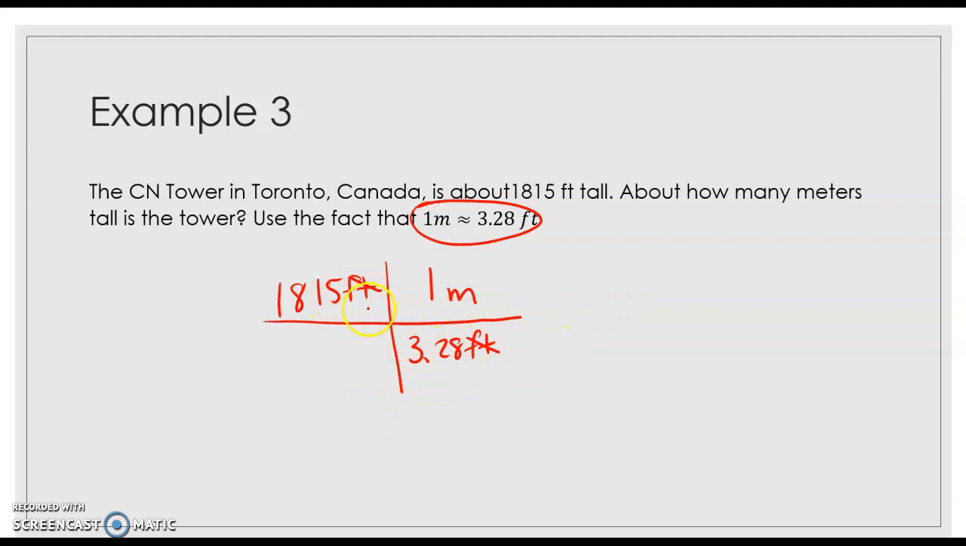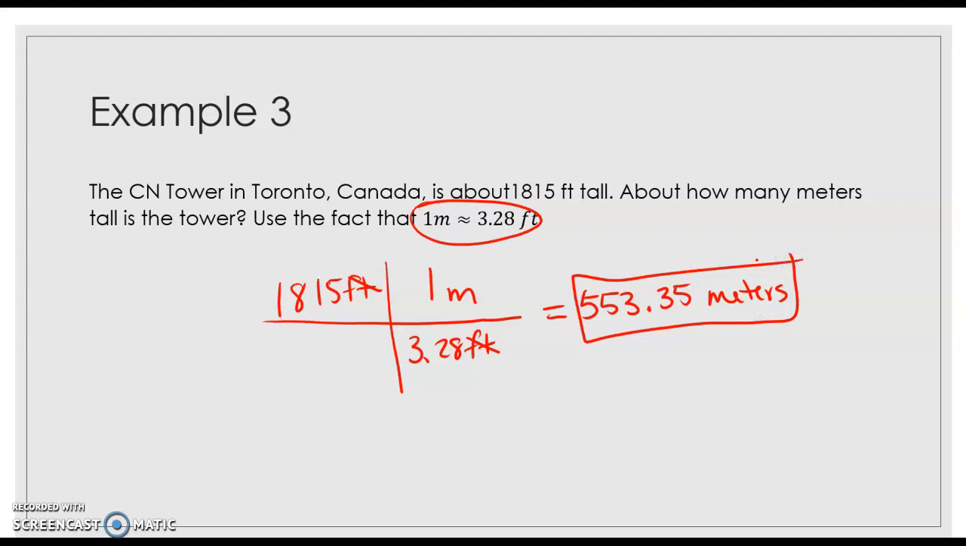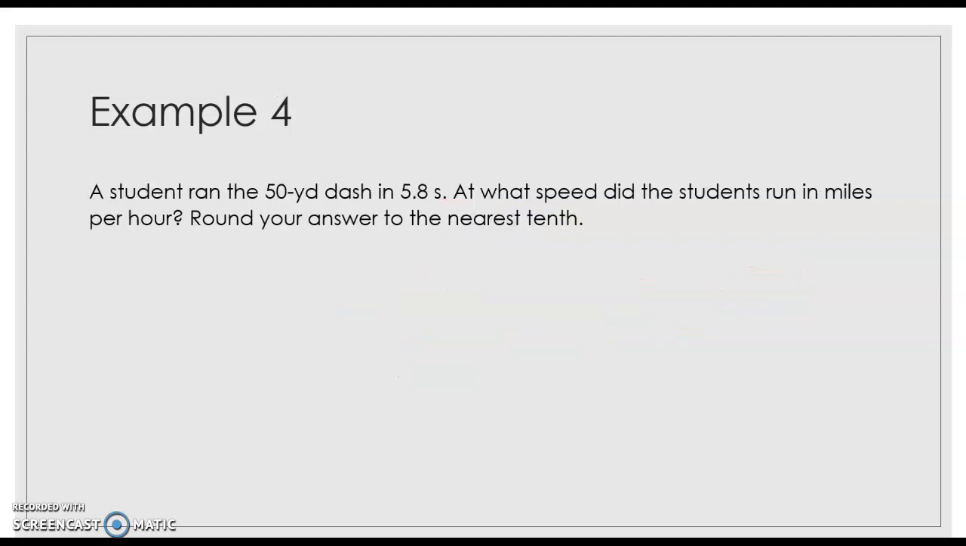And again, I know I'm dividing because technically my railroad counts as fractions, but I'm just writing it all next to each other. And so from here, 1,815 divided by 3.28, typing that into the calculator, we end up with 553.35 meters. And so that's approximately how many meters our tower is. All right.